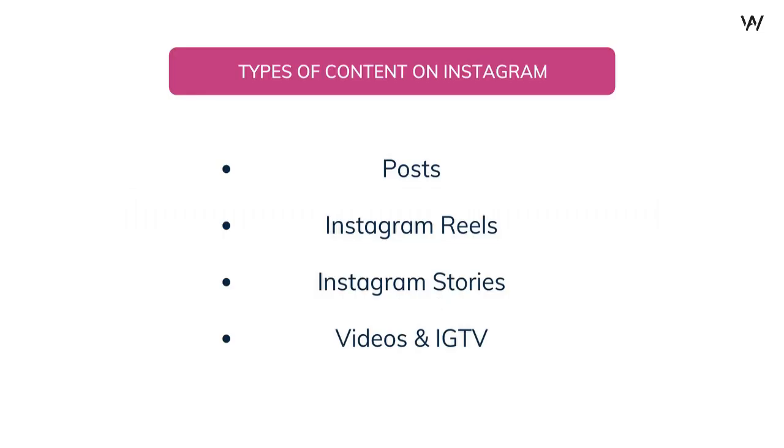So these are the normal posts on Instagram, then we have Instagram Reels, then we have Instagram Stories, and lastly we have the videos and IGTV. I don't know whether IGTV is there currently, because I think Instagram has combined videos and IGTV into just videos. So these are the types of contents that you can post on Instagram.